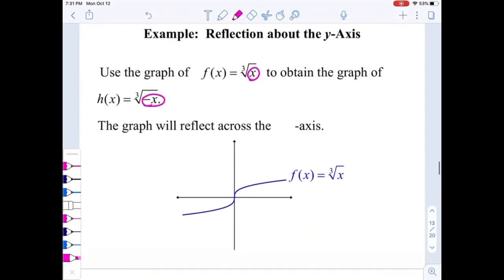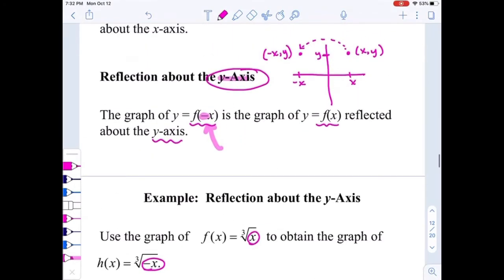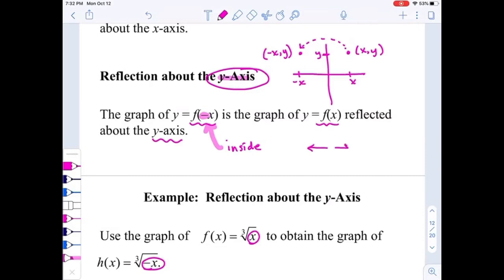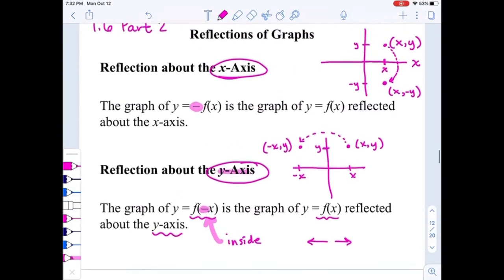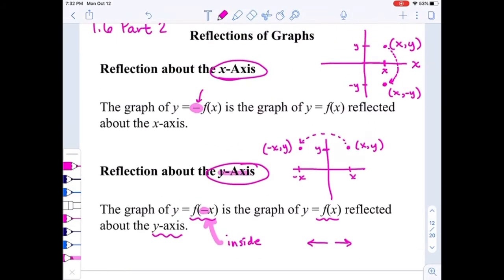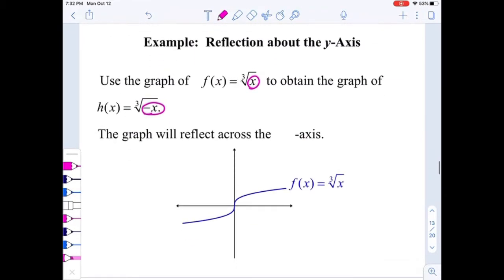So an inside change, if you remember, we talked about moving left and right and up and down. Inside, we had to put it inside of our parentheses, and it shifted it left and right. Again, this is still going to be inside. Where did we have some sort of change? We have some sort of change that's going left and right in terms of that reflection. So inside is always going to change somehow left and right, and outside is always going to change somehow up and down. So just a little relation going on there.